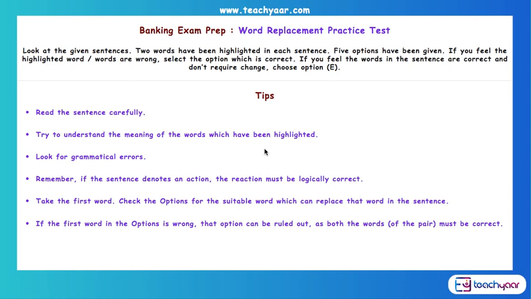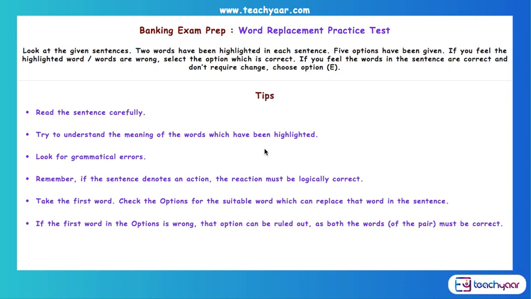Look at the given sentences, where two words have been highlighted. Here we have put them within quotes. 5 options have been given, and if you feel the highlighted word or words are wrong, select the option which is correct. If you feel the words in the sentence are correct and don't require change, choose option E.